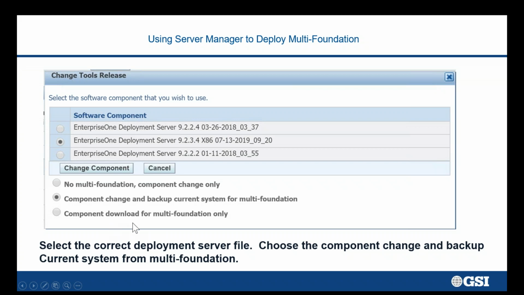I can't think of a time when maybe you just want to download it for future reference to make sure you have a copy. If you want to roll back to a different version, maybe you've got 9.2.3.5 for things. I don't know, but the middle one is the one you probably want to do. Now, the first one is if you don't really want to do multi-foundation, you're just going to change the component, but that's not the purpose of what we're talking about today. So then you just want to click the change component button.